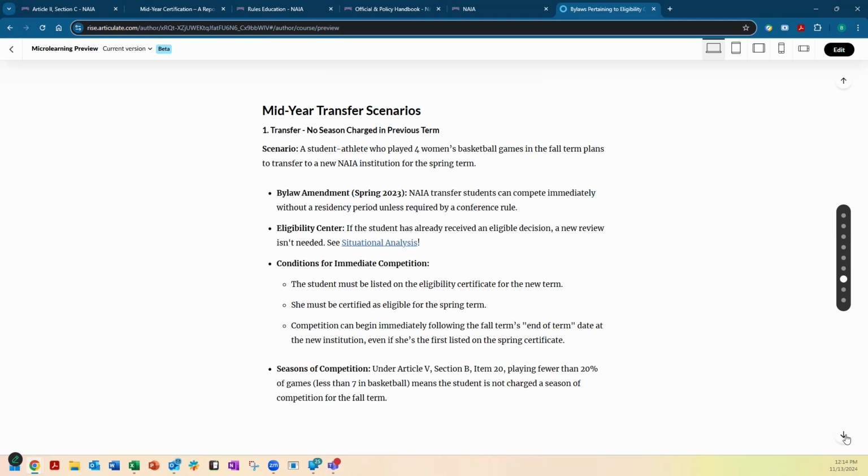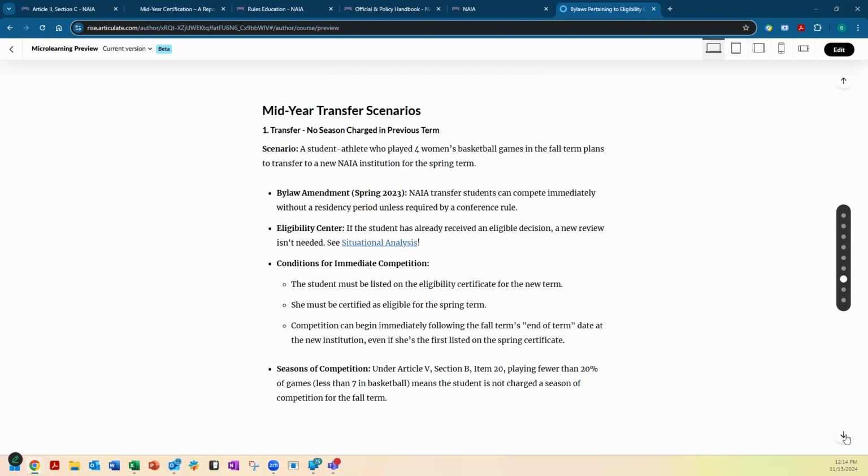So the situational analysis is also included here and is linked below to always have that on hand as you're going through certifying your student athletes, to ensure those students who are transferring in who may not have an SOC charge did in fact compete, and so they don't need to get an updated decision. Conditions for immediate competition: the student must be listed on the ECP certificate for the new term. She must be certified as eligible for the spring term, and competition can begin immediately following the fall's end of term, as we just discussed.